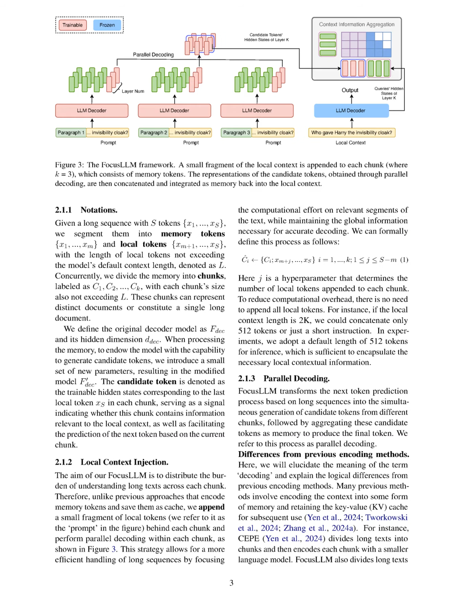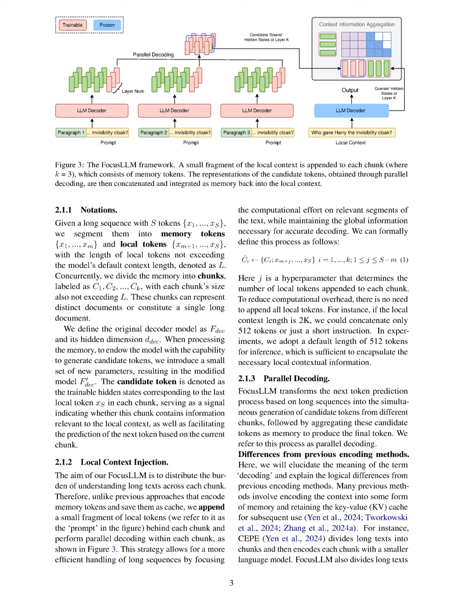The parallel decoding process in FocusLLM involves the simultaneous generation of candidate tokens from different chunks of a long sequence, followed by aggregating these tokens to produce the final output. Each chunk is processed independently, allowing the model to focus on relevant segments of the text while maintaining global information necessary for accurate decoding. This contrasts with traditional encoding methods, which typically involve transforming text segments into hidden states for later use, often retaining key-value caches for subsequent processing.